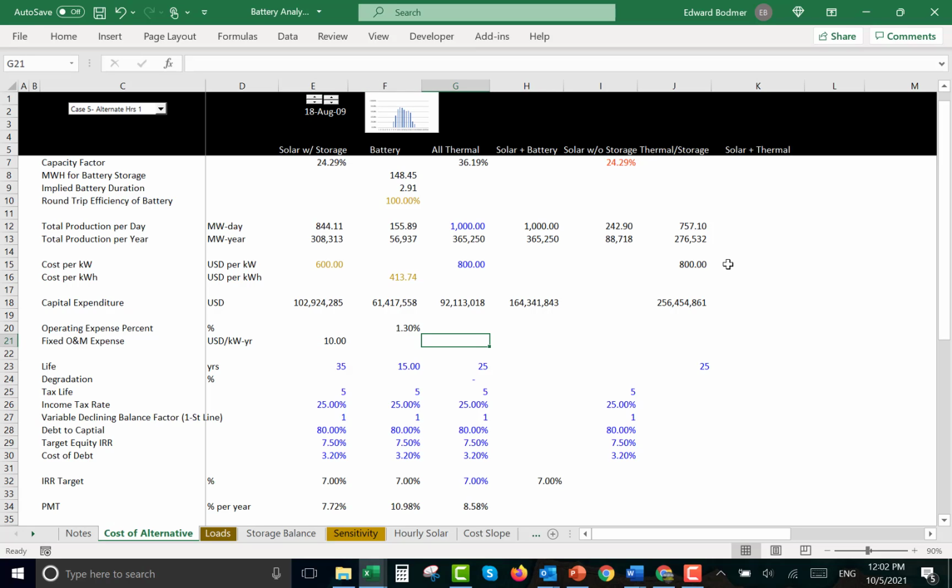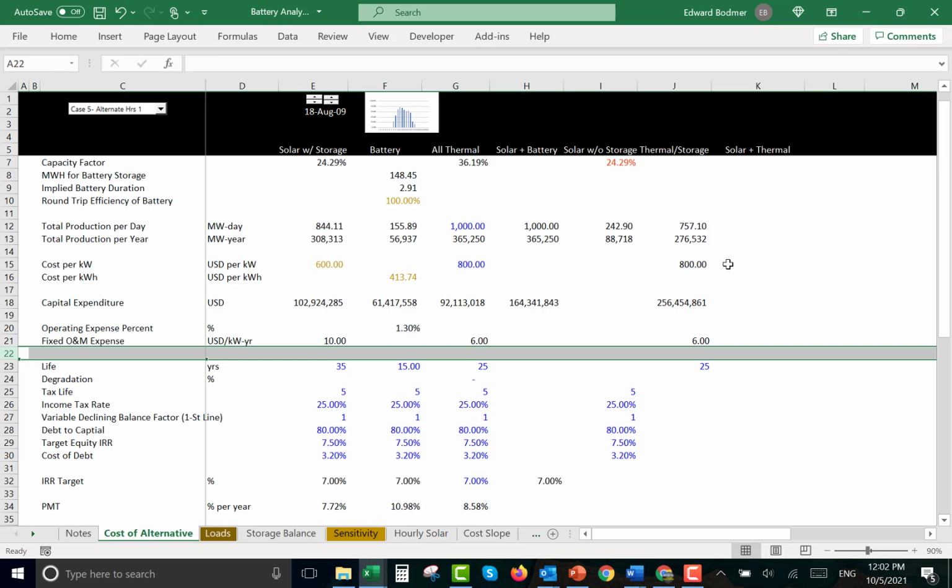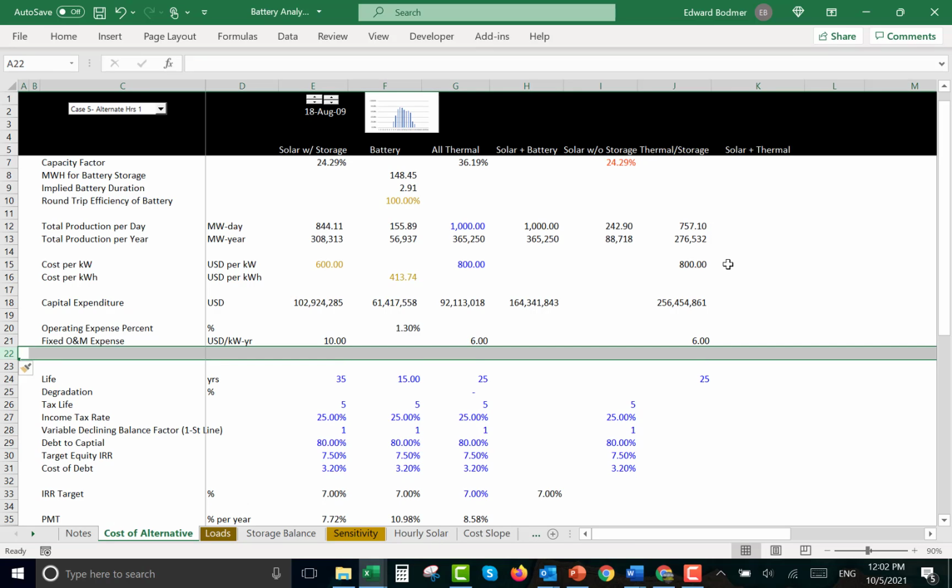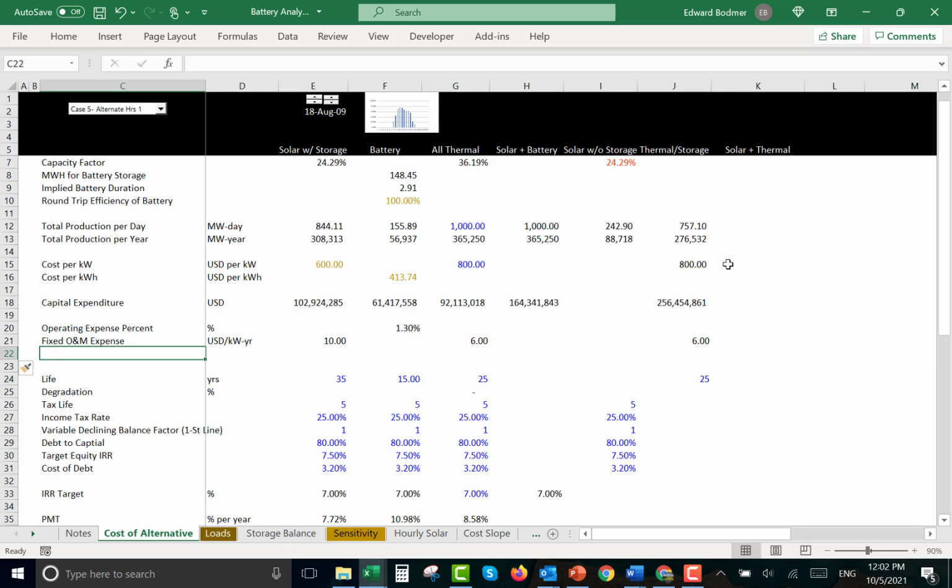We're not going to put anything for batteries because we included this, and maybe I'll put about 6 for thermal. That's an estimate. You can go to a whole bunch of different places and get there, and I'm not taking that from the sensitivity page.